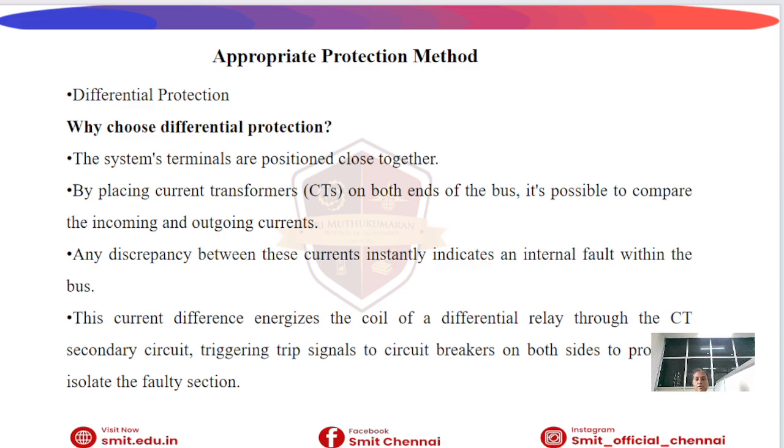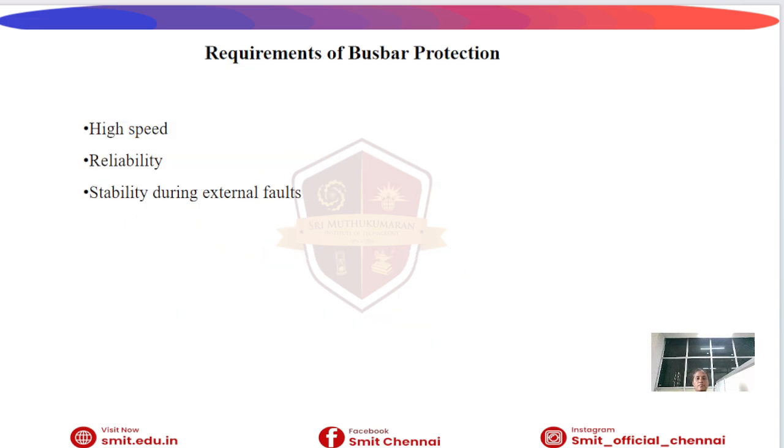This current difference energizes the coil of a differential relay through the CT secondary circuit, triggering trip signals to the circuit breakers on both sides to promptly isolate the faulty section. So we have to protect the bus bars.